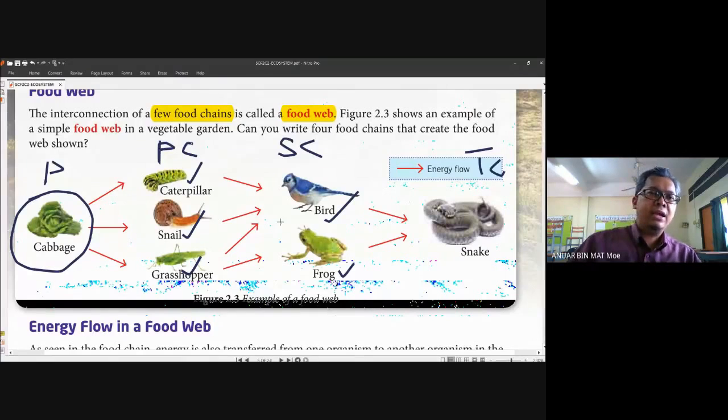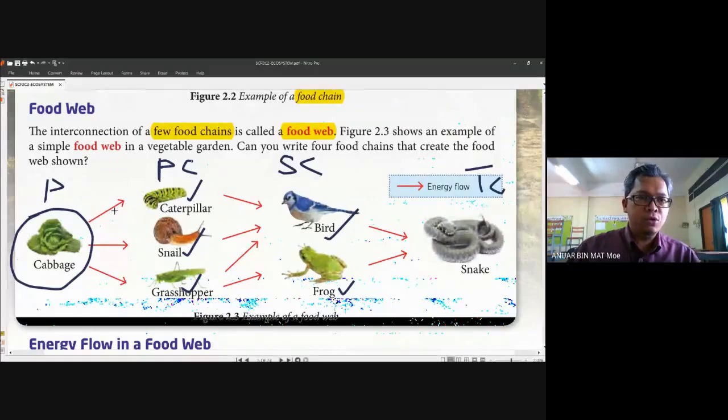Okay, and then you must understand how to draw the food web here. You try to identify the arrow here. Right? This is the arrow, meaning that cabbage is eaten by caterpillar. You cannot draw the arrow in the opposite direction.